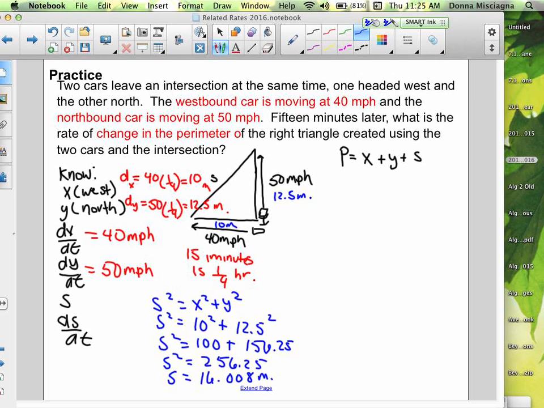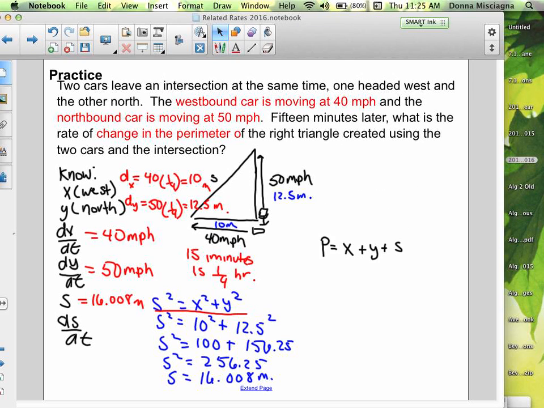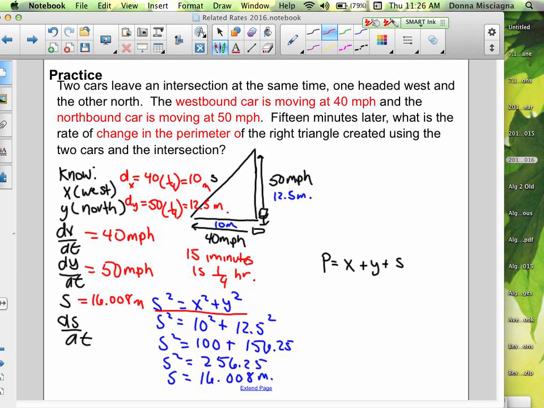Now, if we're looking at our perimeter formula, we're going to need x squared. We're going to need to know what dx dt, dy dt, and ds dt is to be able to find the rate of change in the perimeter. So we have one unknown variable here, which is our ds dt. So we're going to have to use this formula here to be able to find our ds dt. All right, so let's take the derivative of that. Sometimes you have to use a related equation to get a missing rate, and then you can solve for what you were looking for. In this case, we're looking for dp dt, the rate of change in the perimeter.